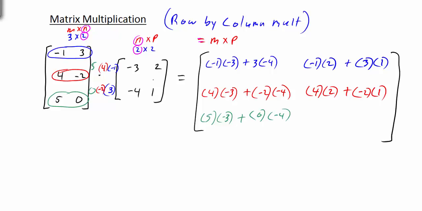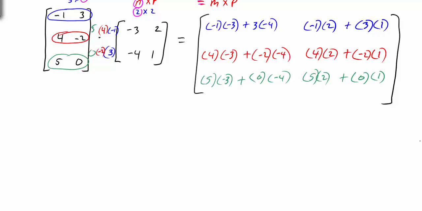And then you're going to multiply again by the 2 and the 1, so 5 times 2 plus 0 times negative 1. Or, I'm sorry, 0 times positive 1. So now all we have to do is simplify each one of these. Now at first, I know this looks a little confusing and quite different, but once you look at this a little bit, it'll make a lot more sense.